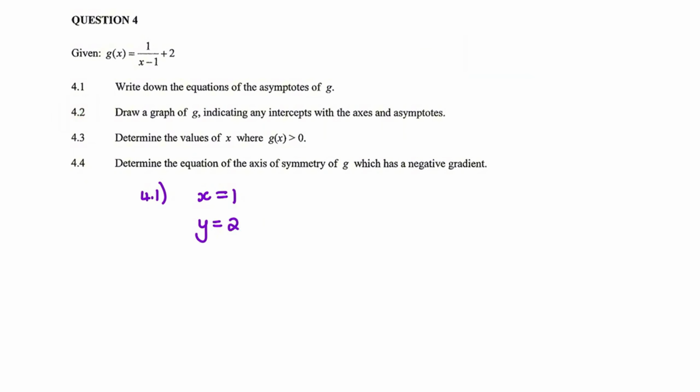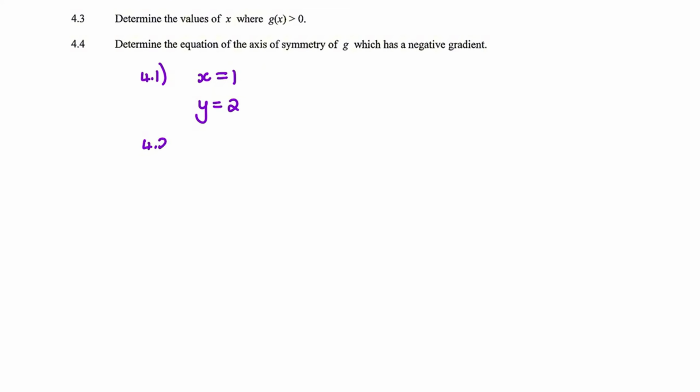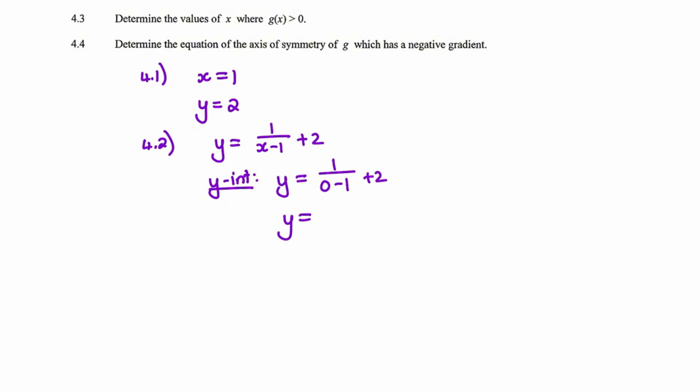4.2. Draw a graph of g indicating any intercepts with the axes and asymptotes. So we already have the asymptotes, and what we want to do now is find the x and y intercepts. So in order to find the y-intercept, I will make x equal to 0. So therefore we have y is equal to 1 over 0 minus 1 plus 2. And that means that y is equal to 1 when x is equal to 0.